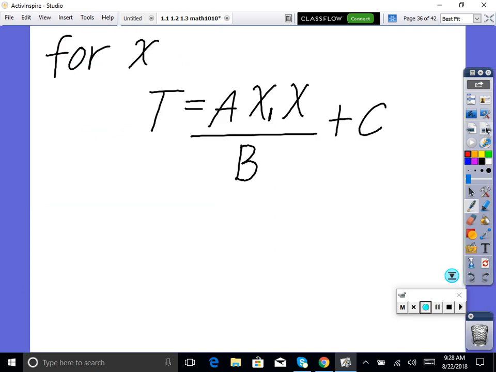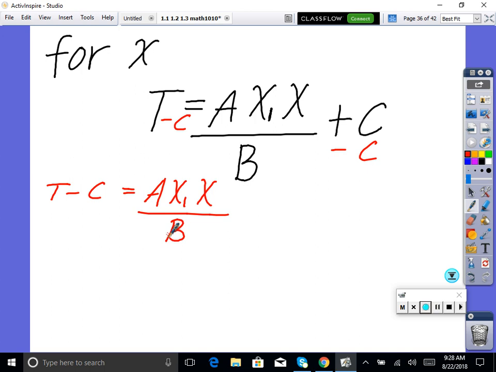Okay, cool. Okay, if I said to you solve for x, this is x1, x sub 1, just solve for x. What should we do first? Guess what people do? They say multiply by b. Nope. You gotta first take care of this. So subtract c.